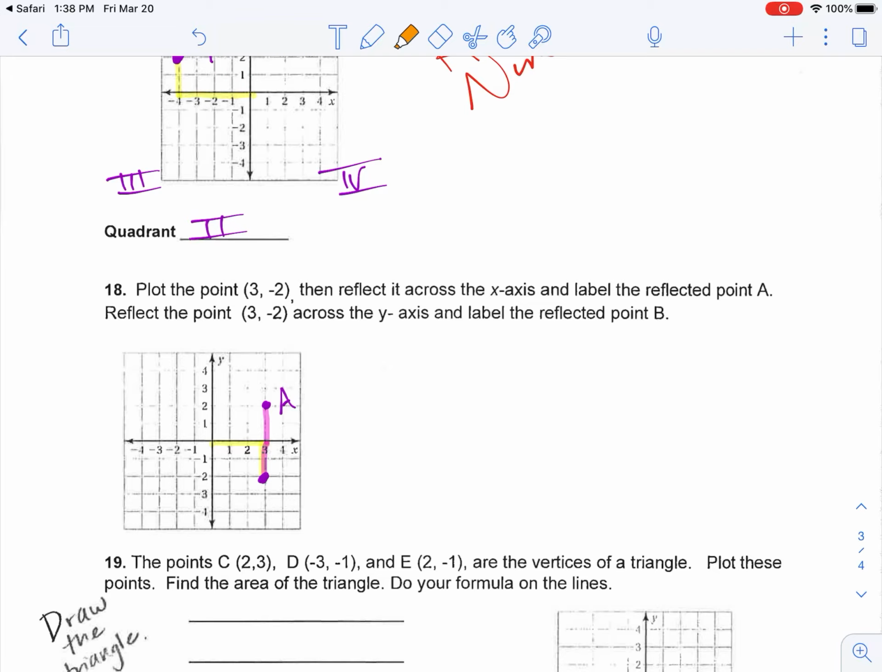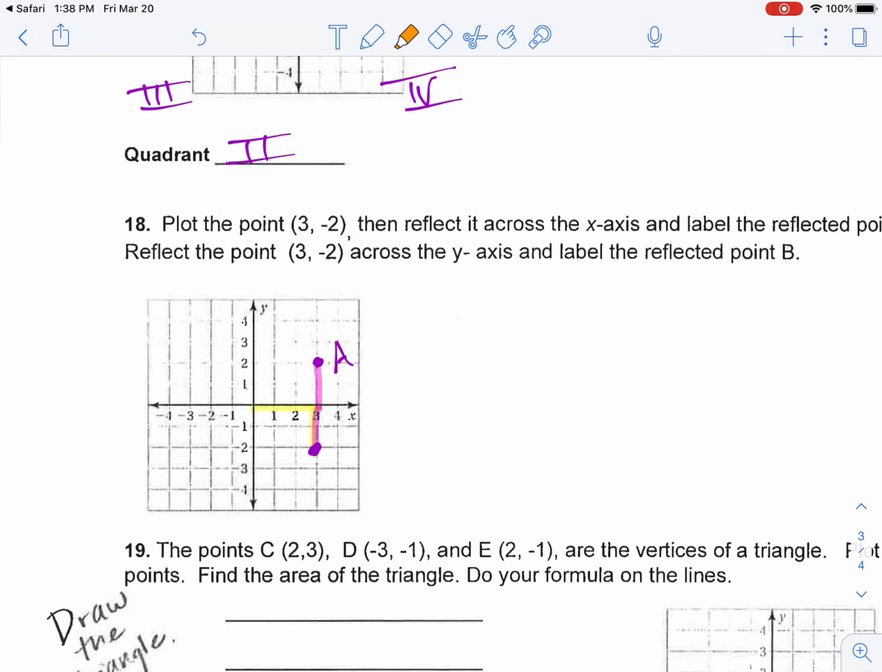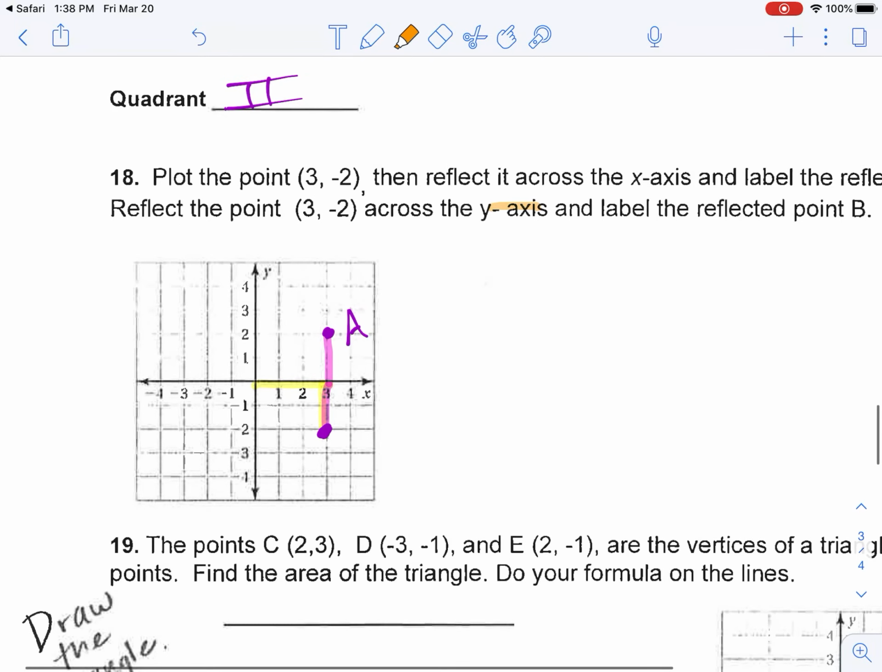Now reflect 3, -2 across the y-axis and label the reflected point B. Now we're jumping across the y-axis. Here's my y-axis. I want to reflect it over that line. So go back to 3, -2, which is right here. And this point is 3 units to the right of y, so I want to go 3 units to the left of the y-axis. And we're going to plot it and name that one B.